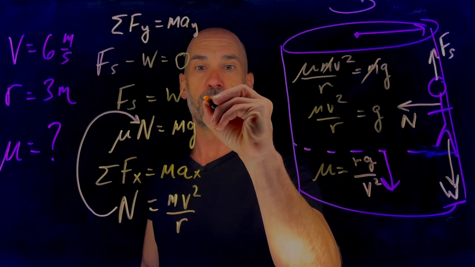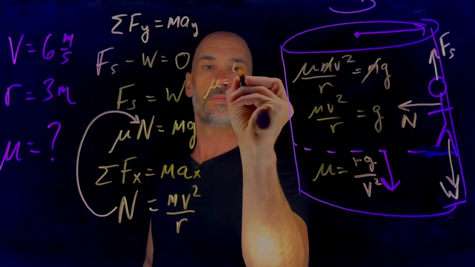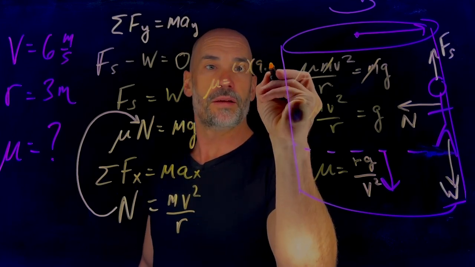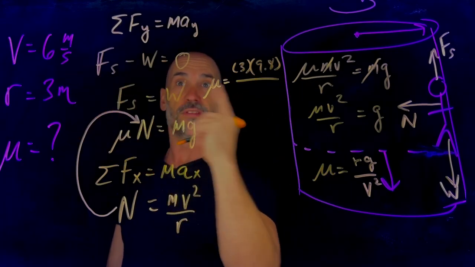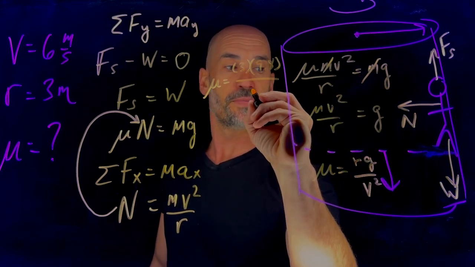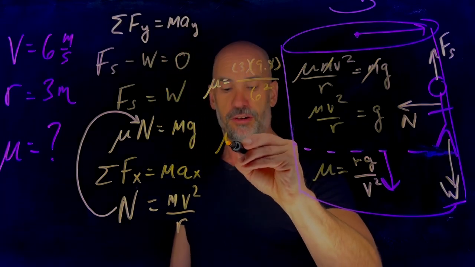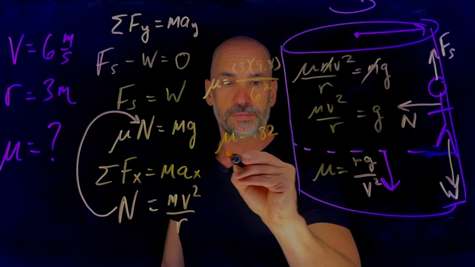Let's do it right here. So mu equals r is 3, g is gravity, 9.8. And v, the velocity at which this cylinder is turning, is 6 meters per second. So that's 6 squared on the bottom. And if I put all that in my calculator, I get a coefficient of friction of 0.82.